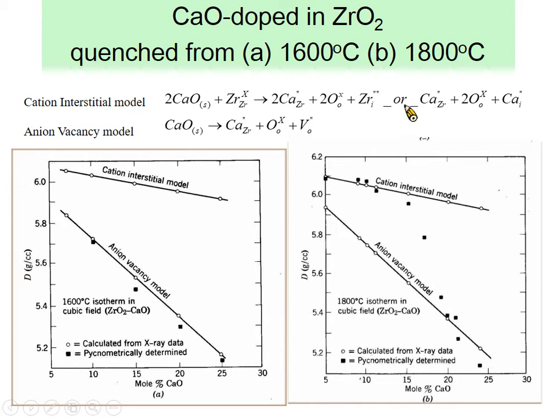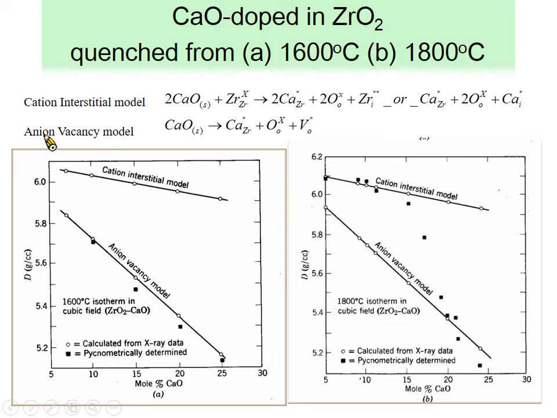Or this is another condition, for the interstitial model. The calcium will also go to the interstitial site and show the 2+ charged condition. Those two reactions can be explained as reactions in which the cation is put into the interstitial site.